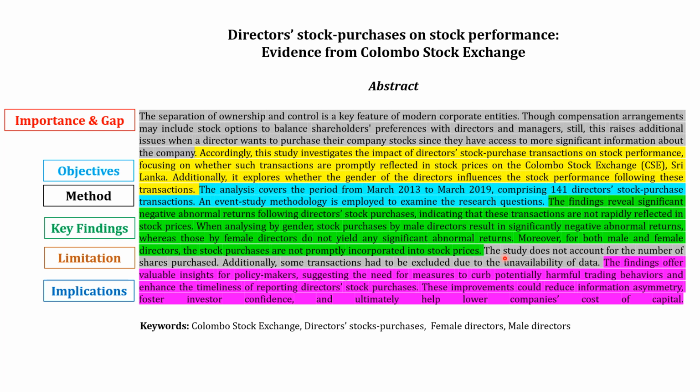So here you can see it says the study does not account for the number of shares purchased. Here you only consider the purchase and its impact on stock performance, but you didn't consider the number of shares that each and every director has purchased. Additionally, some transactions had to be excluded due to the unavailability of data. So this is the limitation. If another researcher is reading this abstract and wants to do research in this particular area, he can do it by eliminating these limitations. So that's the positive thing of including limitations.